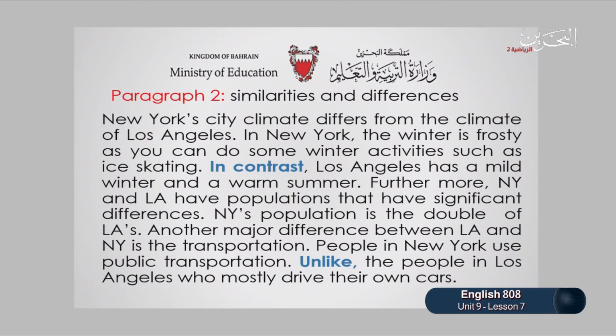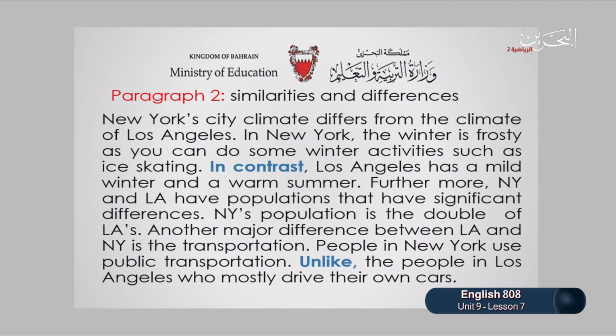And I'm done. Now let me see what is the difference. In contrast is an expression used to show the differences. In contrast, Los Angeles has a mild winter and a warm summer. So yes, did you point out, my dear student, there is a difference between the weather in New York and Los Angeles. Let me go on.